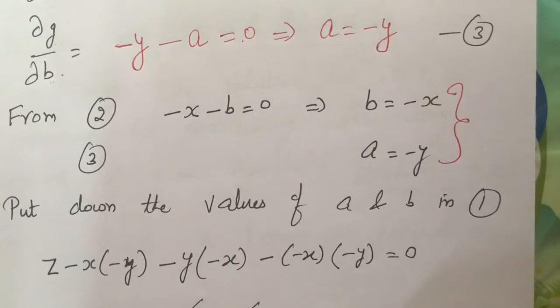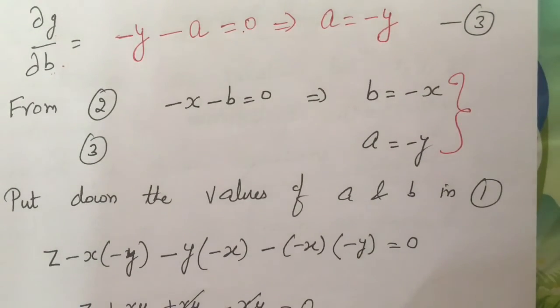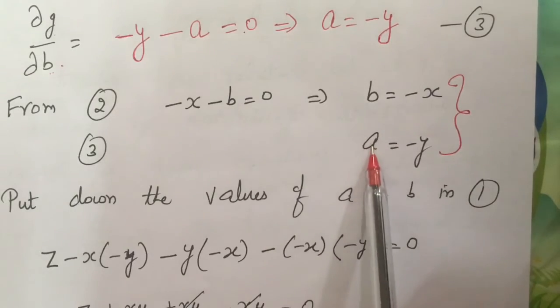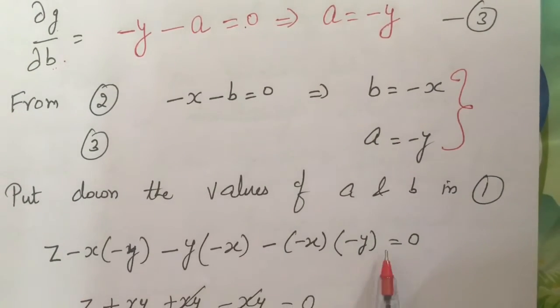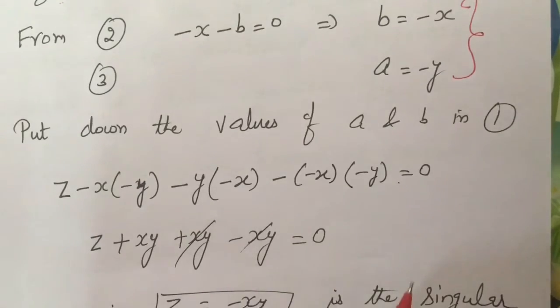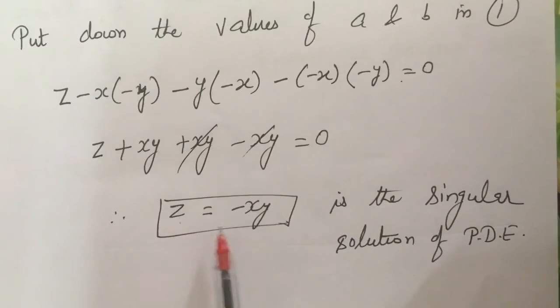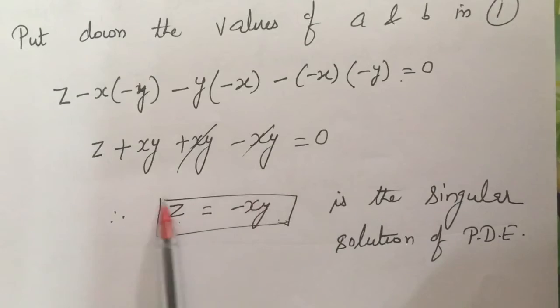Now put the values of a and b in the given complete integral. The complete solution is already given in the statement, so put the values of a and b in the given equation. You will get the relation z = minus xy.